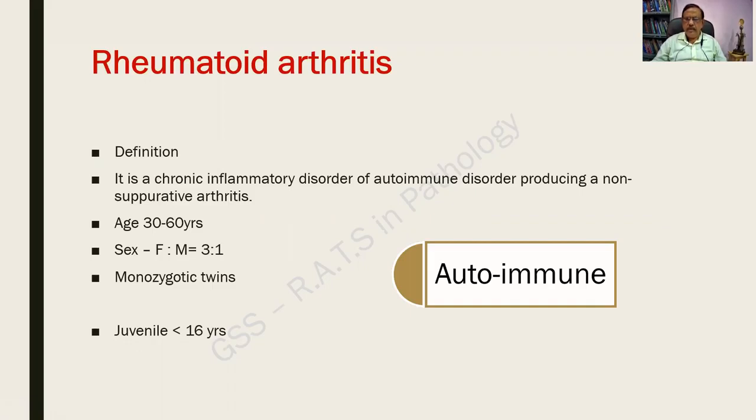There is a variant called juvenile variant which occurs in children less than 16 years of age. But basically remember that it is an autoimmune disorder, a prototype, just like SLE. So you can give this answer even for that question.